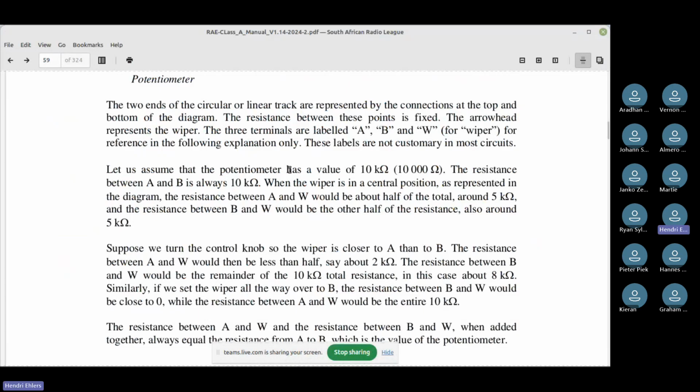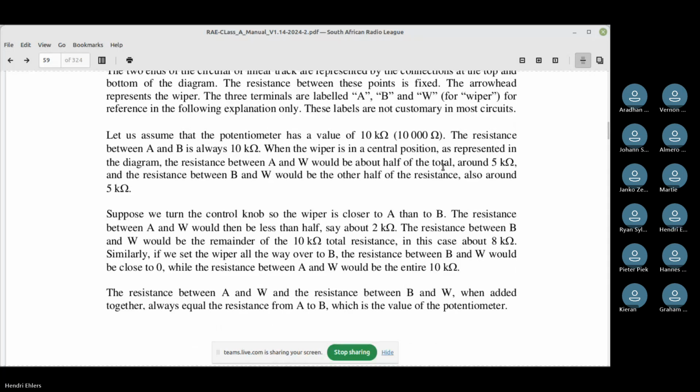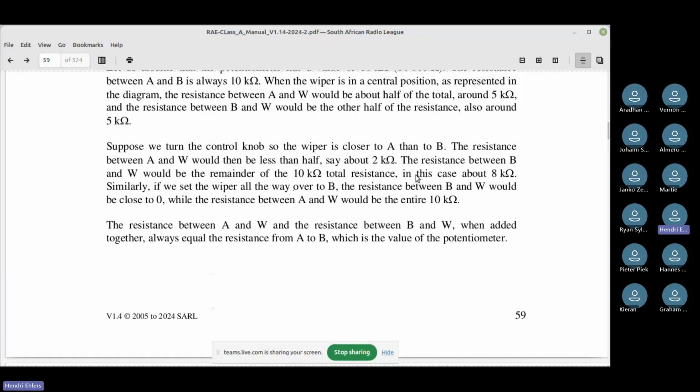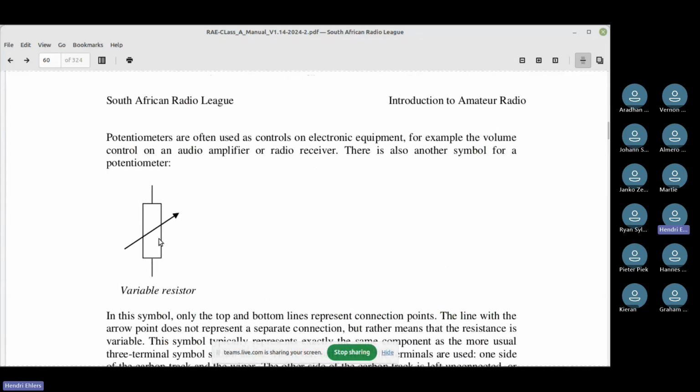A potentiometer with a value of 10K, 10,000 ohms. To write this, it would be brown, black, with 3 zeros, which would be orange. Then 5K. That's basically what I just explained. Whatever's on the one side is on the other side. If you take away on the one side, it will go to the other side. And they explain that whole thing over here. You can read through it. There's the other symbol for a variable resistor.